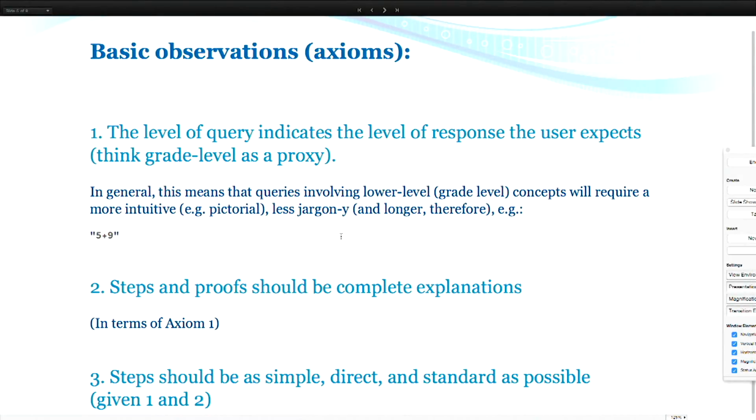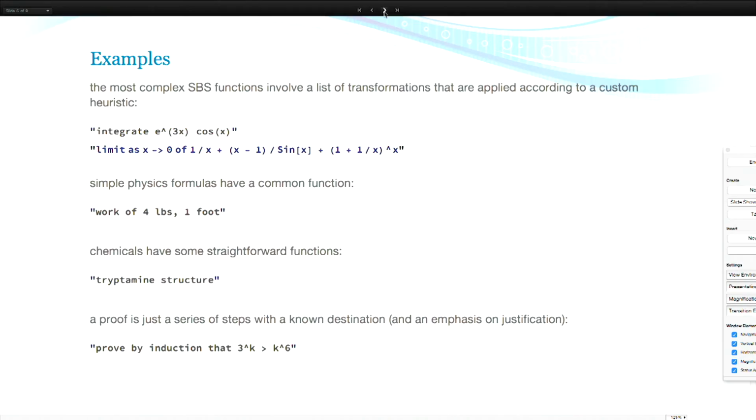They should be complete explanations. And I should say, with regard to number one, as I said, we skipped showing what 5 plus 9 is at higher level things. But in the future, we're hoping to add a sort of "give me the sub steps", or what do we call it? Show details button. So complete explanations, and of course, given 1 and 2, they should be simple, direct, and as standard as possible.